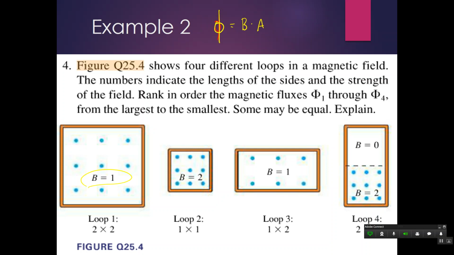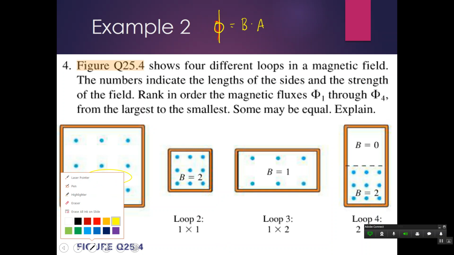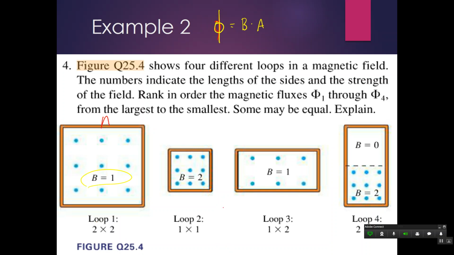I'm going to give each one of these a letter, and then we're going to rank them by letter. So who has the lowest magnetic field, and then magnetic flux, and who's got the highest one?